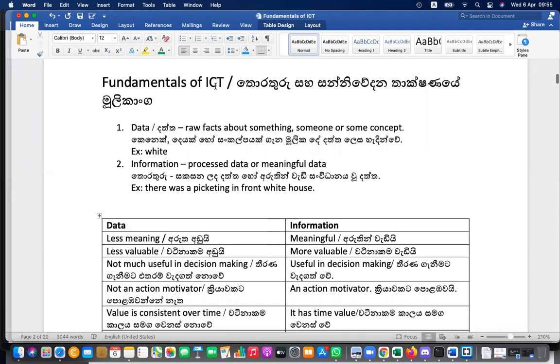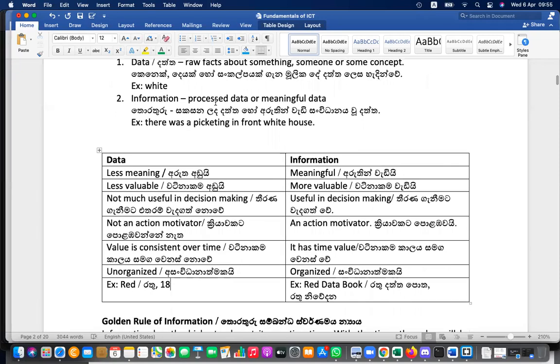So we are going to learn about ICT. First of all, we need to know the clear difference between data and information. I hope you got it now. Any questions up to now? Yes, sir. No, sir. Okay.